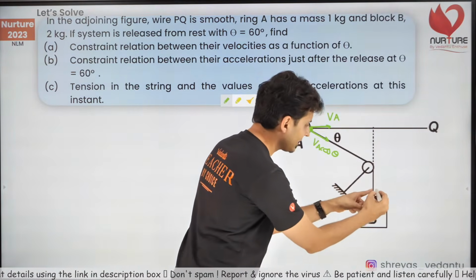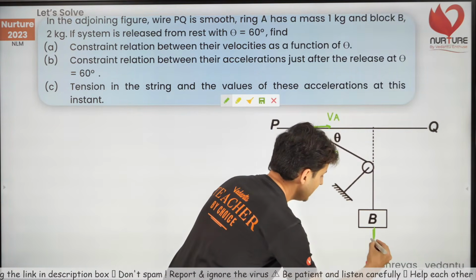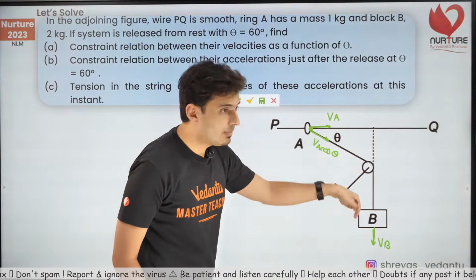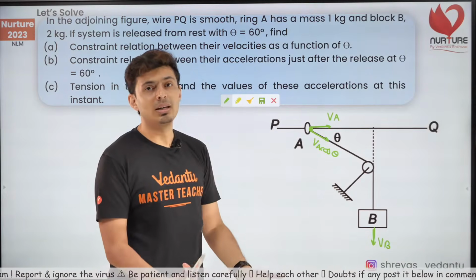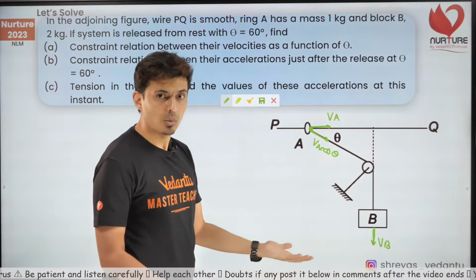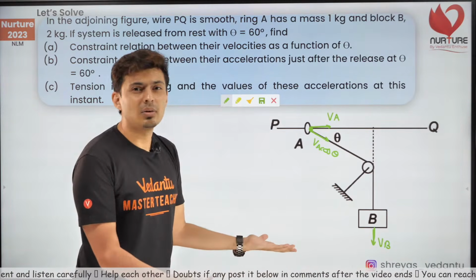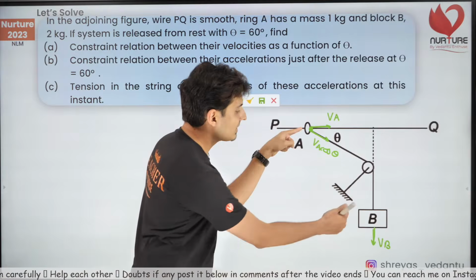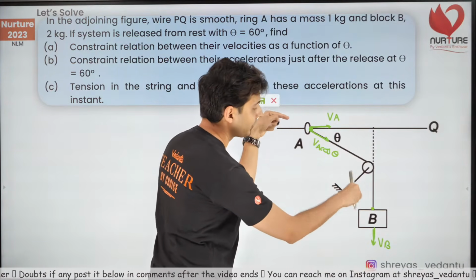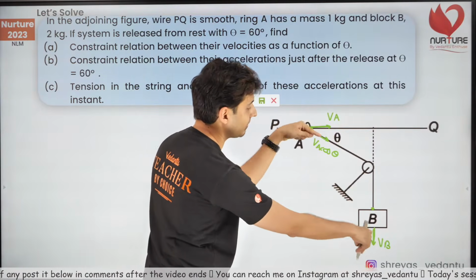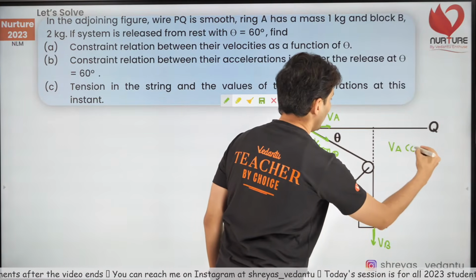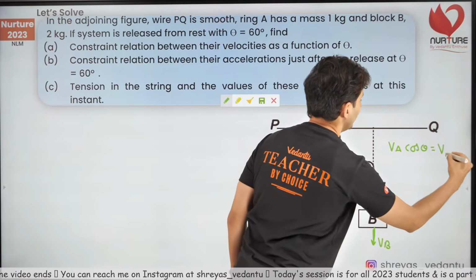Now the same string is going here. This is VB. VB is going down. And the component of VB along the string is VB only. It's not different, so no need to split that. And what did I just tell you? The components of the velocities of the end points along the string are the same because the length of the string is the same. Hence, can I not say that VA cos theta is equal to VB?